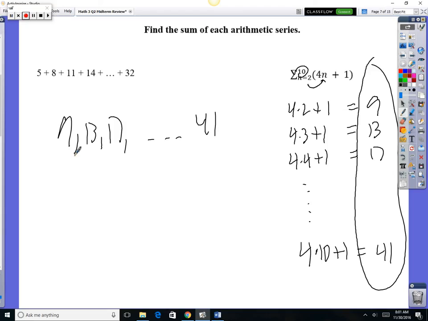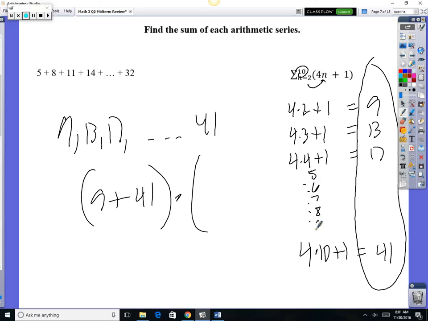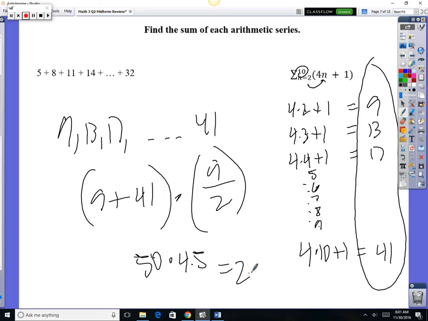So we're going to take the very first 9 plus the very last 41. We're going to times that by how many numbers are in the list. So if you count 1, 2, 3, 4, 5, 6, 7, 8, 9. 9 numbers in the list divided by 2. So that is 50 times 9 divided by 2, which is 4.5. So 50 times 4.5, you should end up with 225 is the sum of all those numbers.